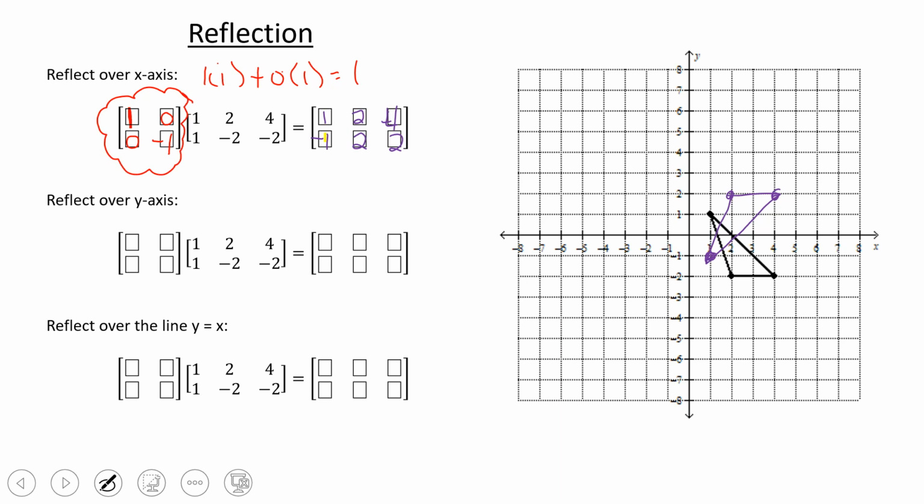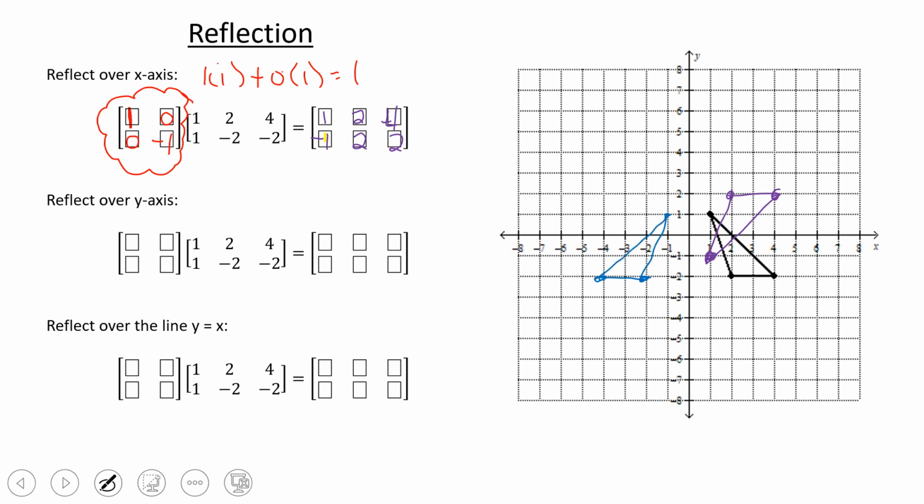Okay, we're going to do the same thing with a different reflection. We're going to reflect over the y-axis. And we're going to configure it the same way. I'm going to look at what the result would have been, and figure out what we would have needed to multiply by. So take your original image and we're going to reflect it over the y-axis. And I would get this guy here.